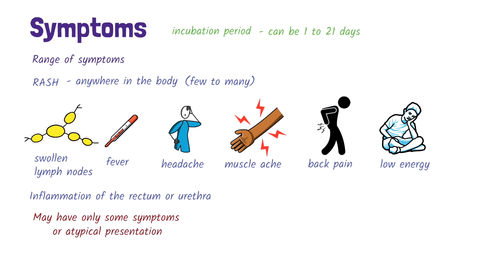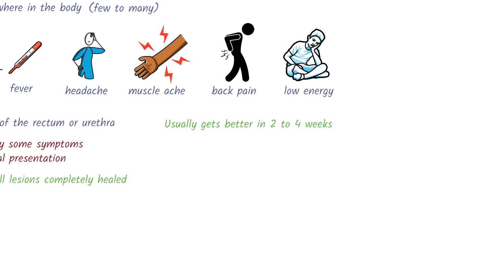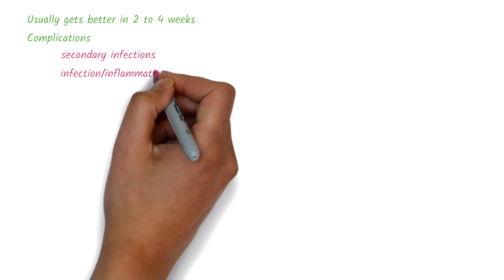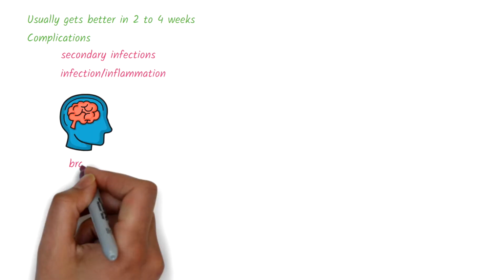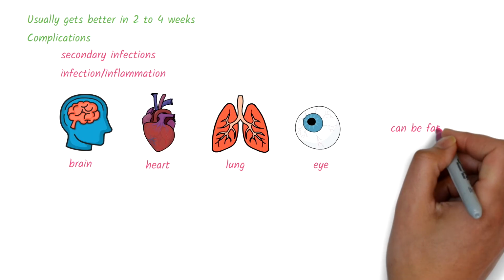People with MPox are generally infectious until all the lesions are completely healed. It usually gets better on its own after about 2 to 4 weeks. However, complications can occur, such as secondary bacterial infection of the skin lesions and infection or inflammation of other parts of the body, such as the brain, heart, lungs, or eye. MPox can be fatal in some cases.